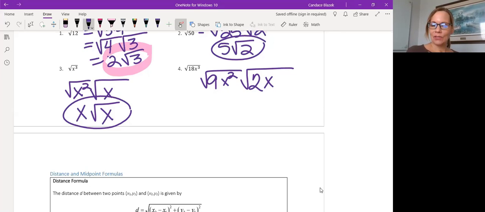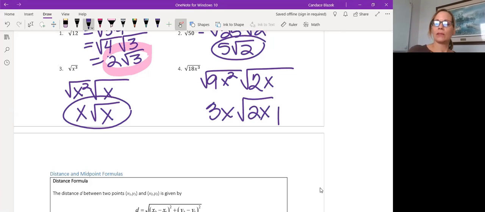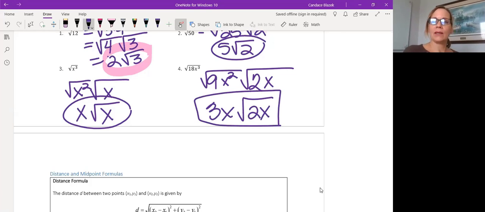I can take the square root of 9x squared. It would be 3x. And then I would bring along the square root of 2x. And that would be my answer. So with all of these, it is simplifying square roots. Please let me know if you would like any additional examples.